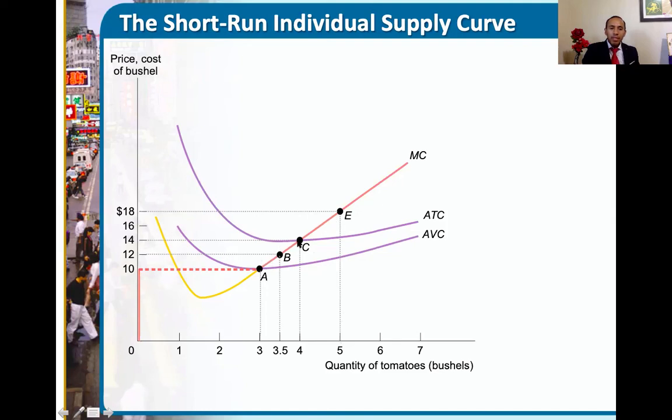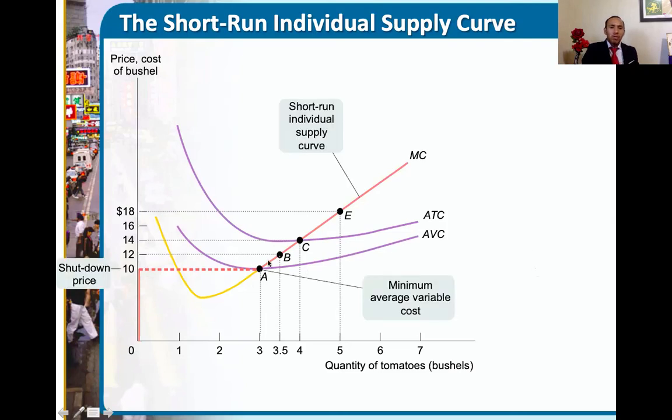Points A, B, C, and E on this red curve indicate the supply of goods and services. This vertical and upward-sloping curve, which is part of the MC curve, indicates the supply of goods and services, which is important in relation to the competitive firm. It's the short-run individual supply curve for a competitive market. If the firm cannot cover the variable cost of operations, it shuts down. It's the minimum cost that a firm can cover on average. Firms don't operate at zero cost.